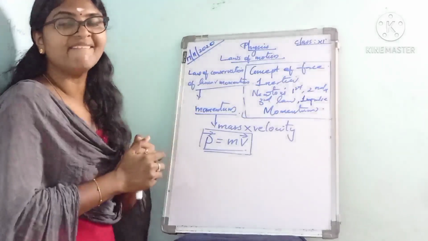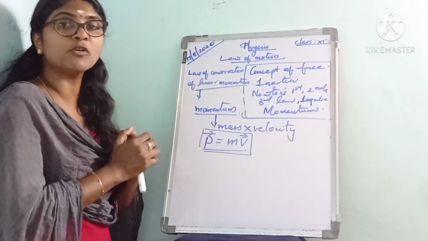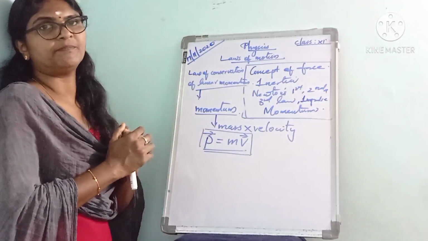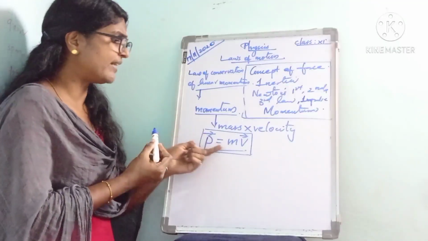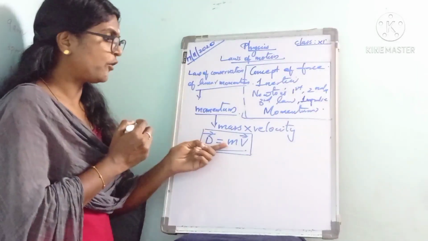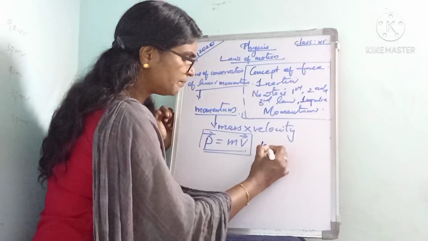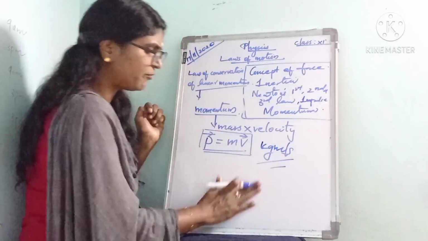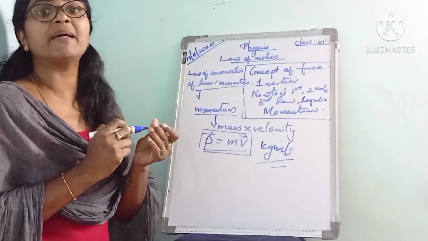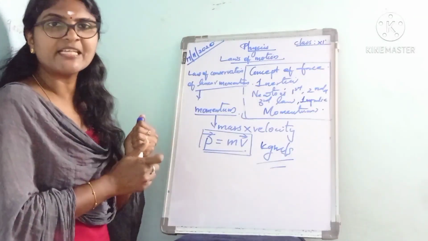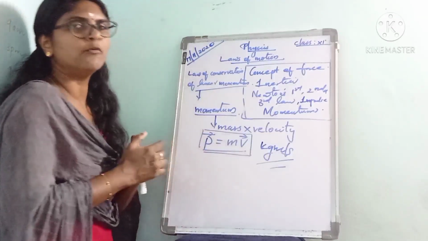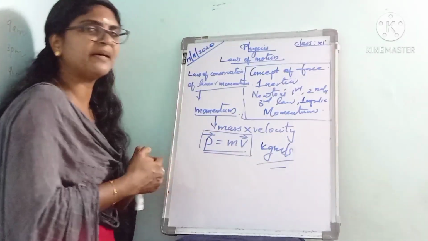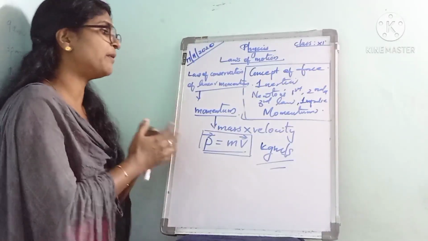Momentum is a vector quantity because it has both magnitude and direction. So, what is the unit of momentum? You know the unit of mass is kilogram and the unit of velocity is meter per second. So the unit of momentum is kilogram meter per second. Listen to it. What is the unit of momentum? Kilogram meter per second.